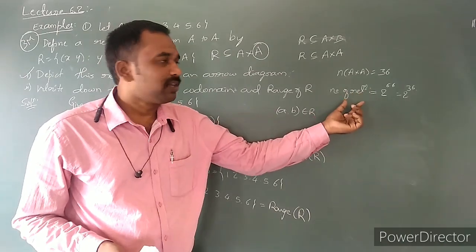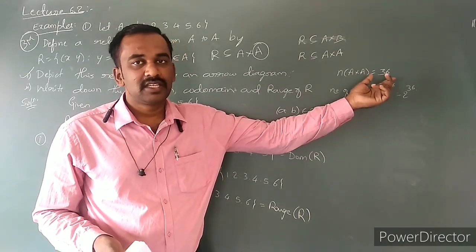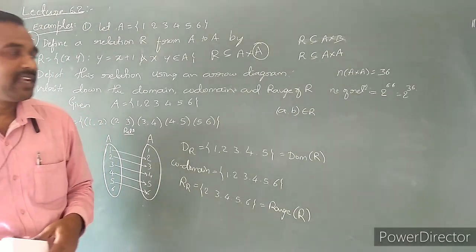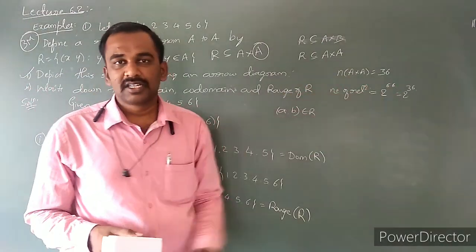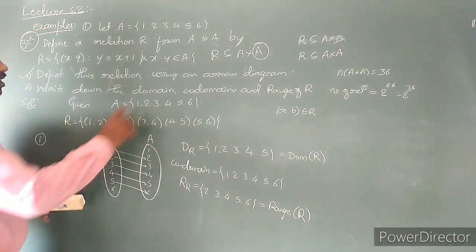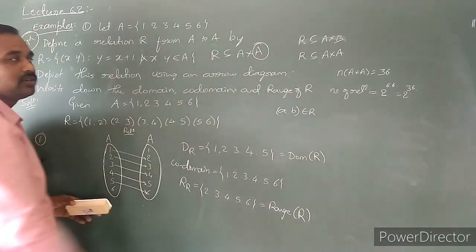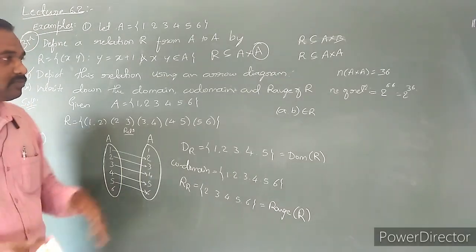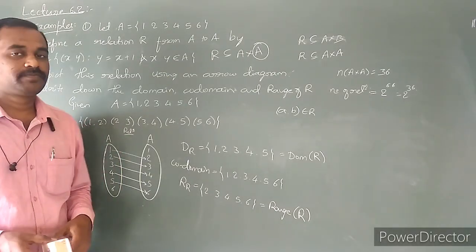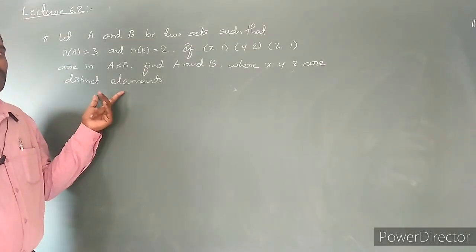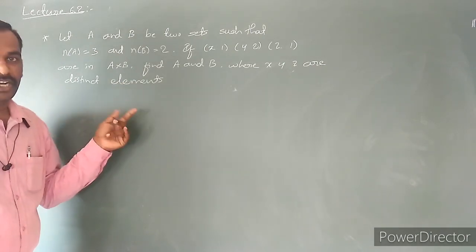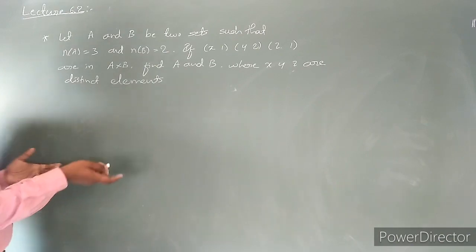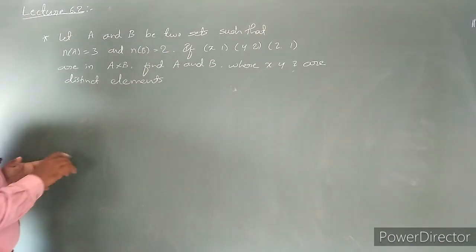Then the number of relations is 2 to the power mn, where m is the number of elements in set A and n is the number of elements in set B. We can write a relation from A to A or A to B in whatever manner. Now come to the next example. This is a problem from the Cartesian product and ordered pair. One problem is left, I am just solving it here, and the remaining problems of the relation will continue in the next paper.